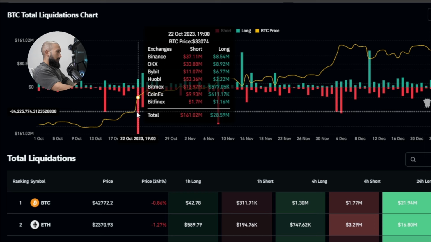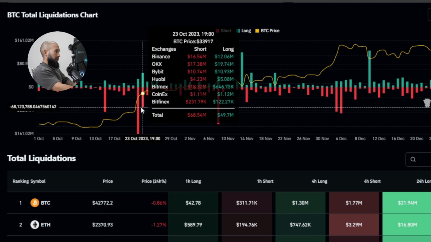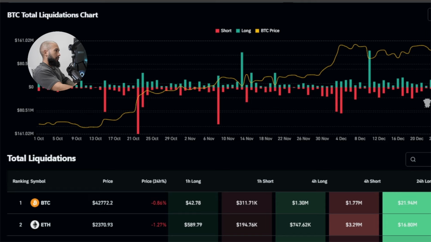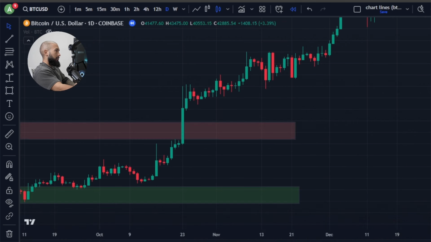Now, if we go here on the 22nd, we can see that $161 million of liquidations occurred, short liquidations, meaning that these short sellers got margin called and lost 100% of their position size. This is at 1900 hours, so about 4 to 5 hours before midnight. Shortly, the next day starts, and an additional $68 million of short liquidations occurs. So roughly, we had about $220 million of short liquidations, meaning that a lot of liquidity was taken by a market maker.